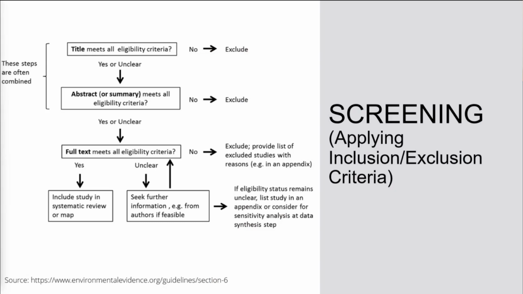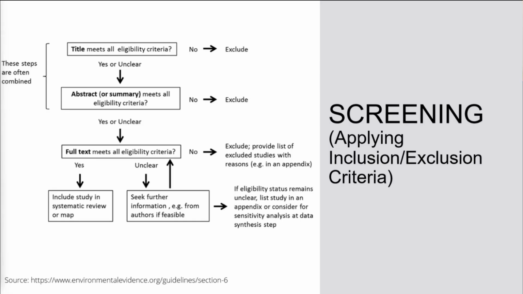Here is a nice flow chart of the whole screening process. We look at the title, abstract, and full text. A lot of the time, for the top two boxes, we do the title and abstract screening at the same time. So if it's a clear no, we exclude it. If it's yes or unsure, then it goes to the next level of screening.